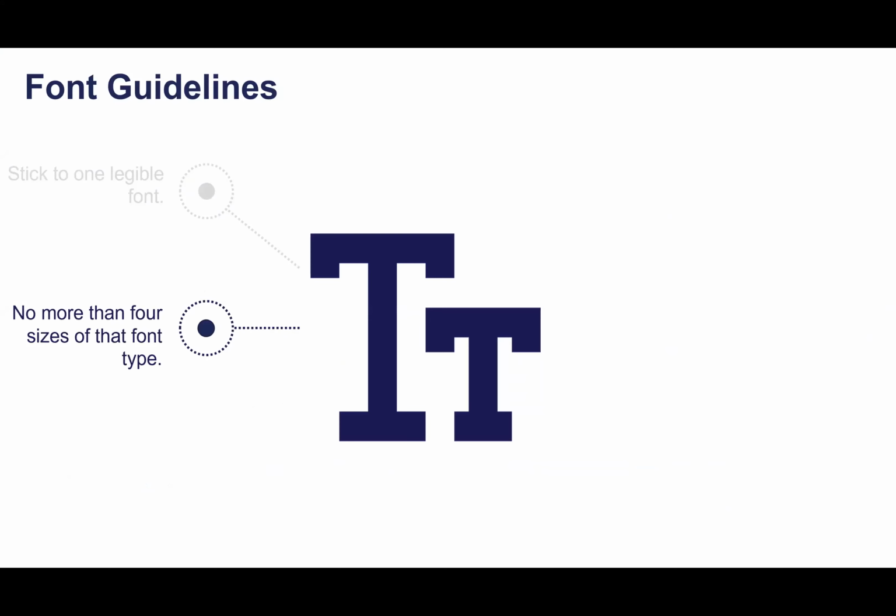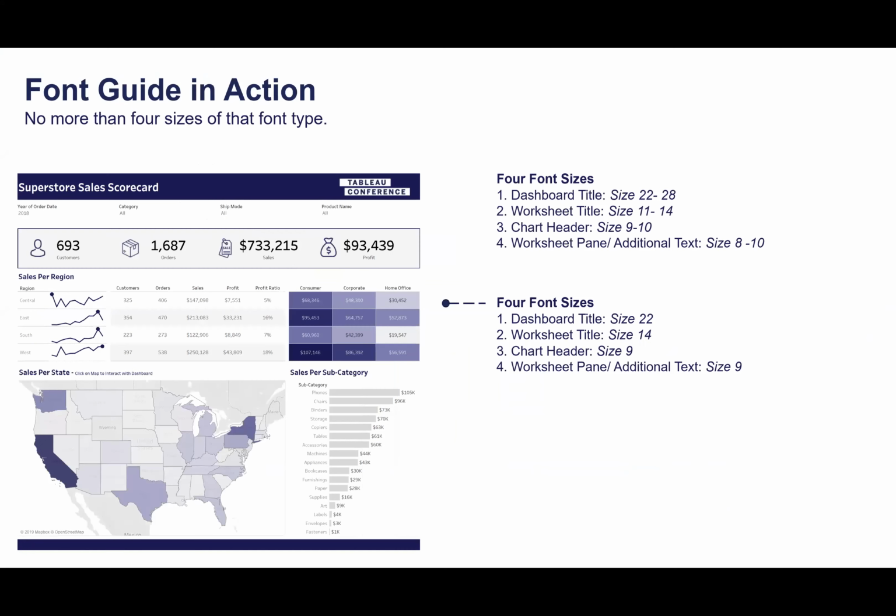Next, you don't want any more than 4 sizes of that font type. And I break those 4 sizes down by the dashboard title, the worksheet title, the chart header, and then the worksheet pane / the additional text area. So the dashboard that you see here, our dashboard title, the size of it is a size 22. Our worksheet titles, they're all size 14. Our chart headers, which are the things that say the region names, those are size 9. And then our worksheets and additional text, so these areas that you see here, and the labels for the bars, those are size 9 as well. So if you see up top, this is typically how I size each of those areas.